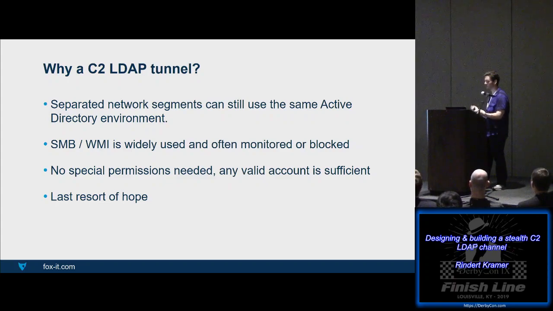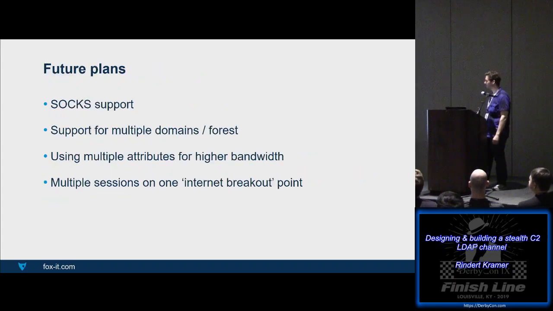But it's still a last resort. I would definitely recommend a reverse HTTPS or basically any other type of tunnel if you can. But if you cannot, then this is a cool way. So future plans: SOCKS support, so you can route data over a SOCKS server, basically. Support for multiple domains or forests, using multiple attributes for data for higher bandwidth. And multiple sessions on one internet breakout point. So you have multiple Bobs and one Alice, and you can just route all the data through Alice to your Cobalt Strike instance.